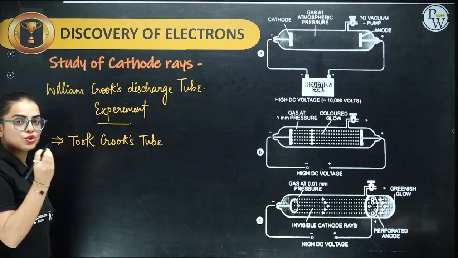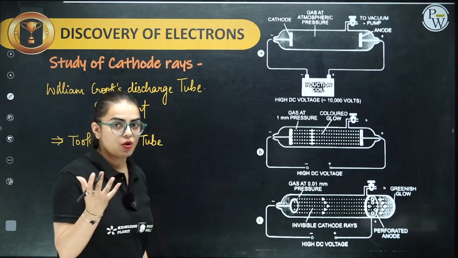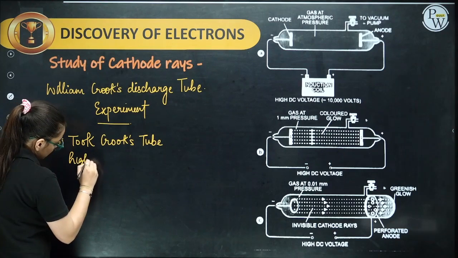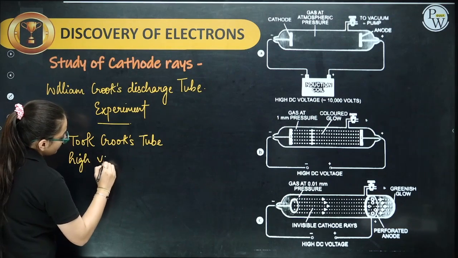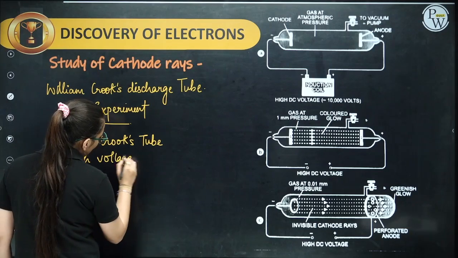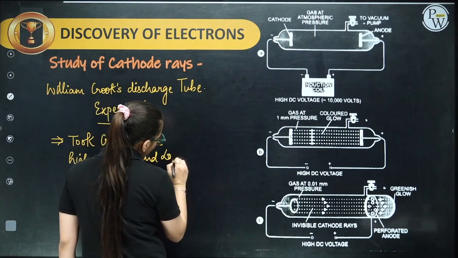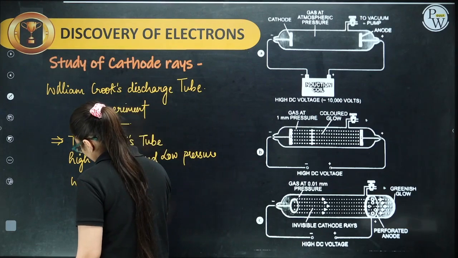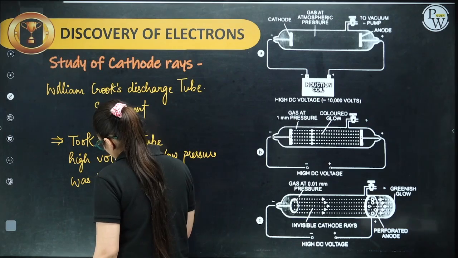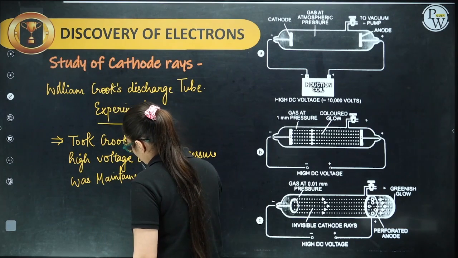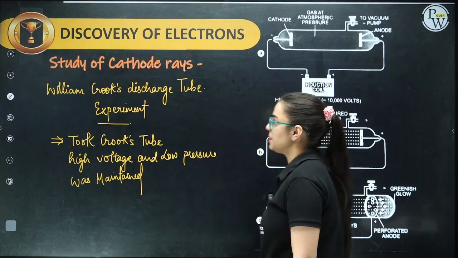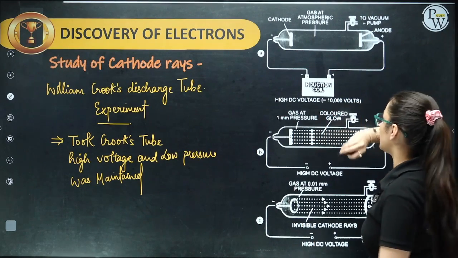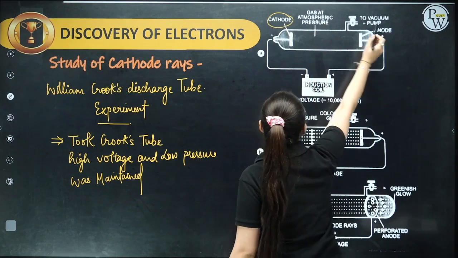When he took the Crookes tube, there was a cathode and there was an anode. He applied high voltage, not high pressure, high voltage, and low pressure was maintained. Let me explain the complete experiment. This was the Crookes tube in which the experiment was performed. We have the cathode on one end and the anode on the other end.